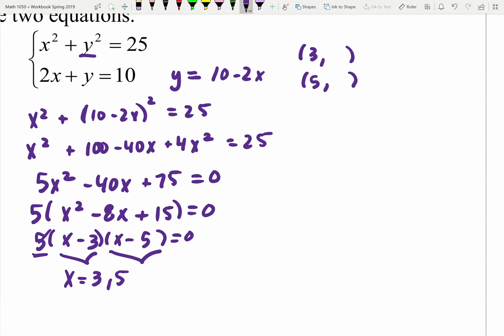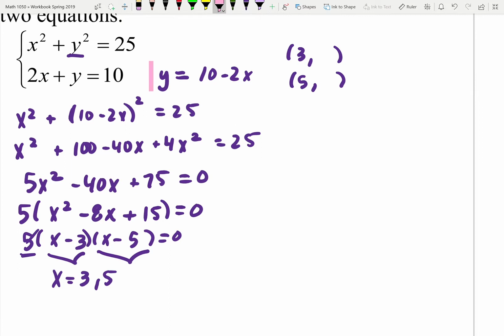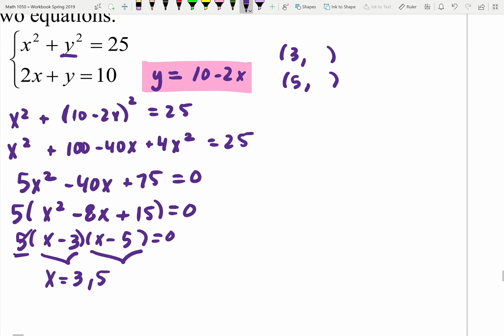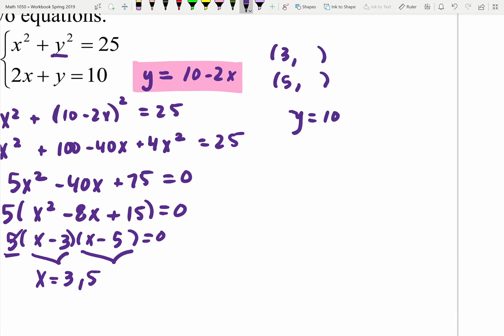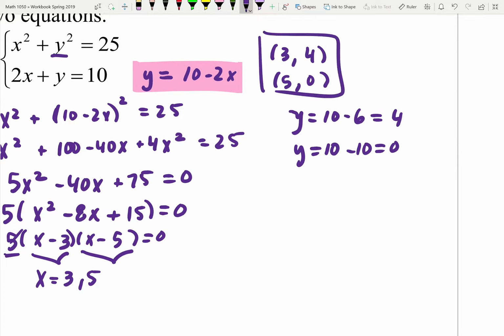You guys, the nice thing about substitution is you've got this equation right here where you solved it for y, and that's the easiest equation to use. You could use any equation that has an x and a y in it. That's the easiest one. So that would give me y equals 10, and negative 2 times 3 is a negative 6, and 10 minus 6 is a 4. And what if x was 5? Then you'd have y equals 10, and negative 2 times 5 is a negative 10. That gives me a 0, and there are your answers.